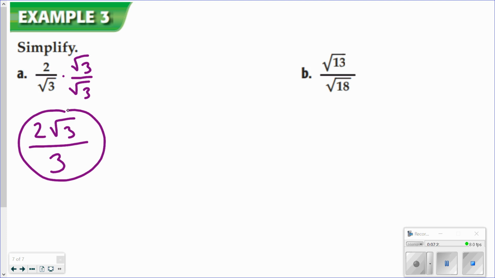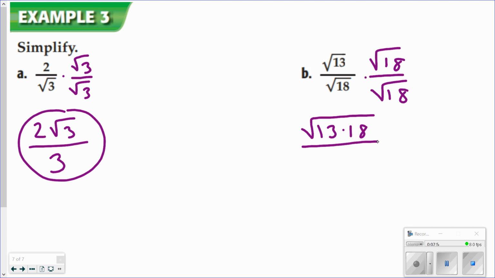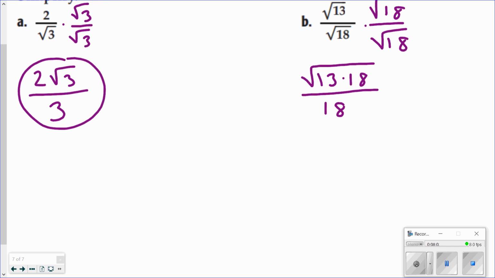Just looking at this, I see that I have the square root of 18 in the denominator. Are you allowed to have a radical in the denominator? No. So what am I going to multiply the numerator and denominator by? The square root of 18 times the square root of 18. So let's simplify this now. The numerator is going to be one big radical, 13 times 18 divided by, and what is the square root of 18 times the square root of 18? It's just 18.